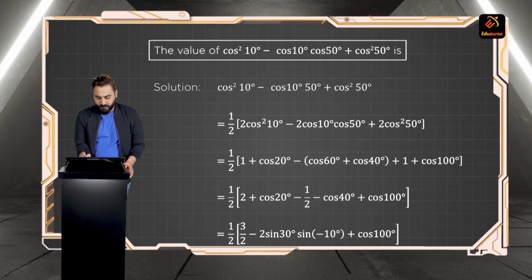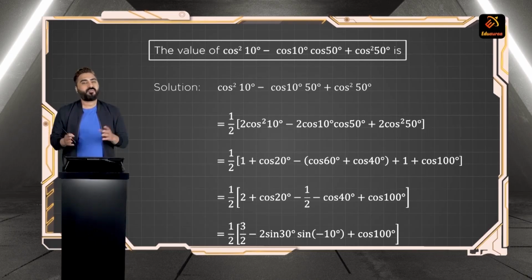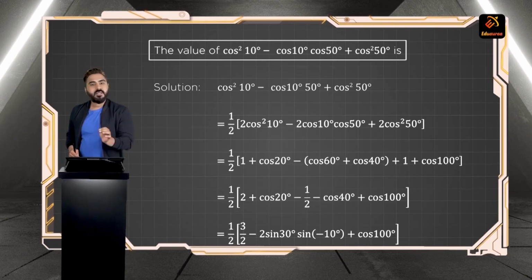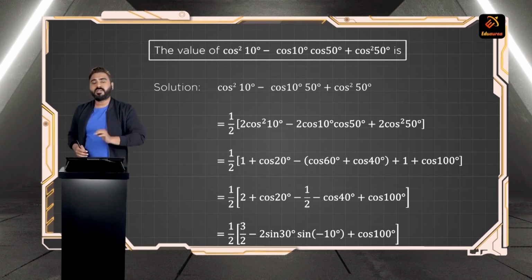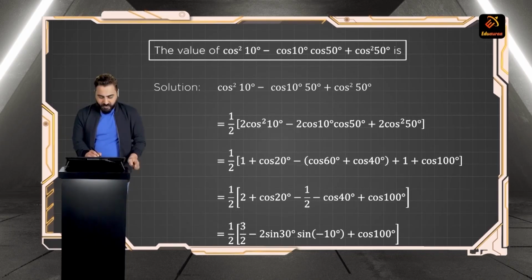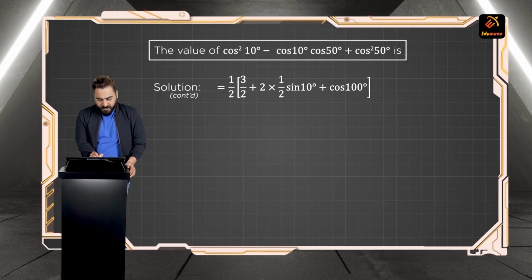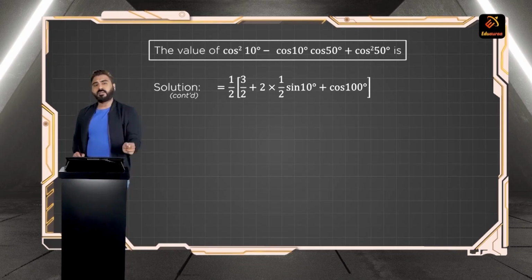Now students, what is sine of minus theta? Nothing but minus sine theta. So what we will do is, in the next step, sine of minus 10 will become minus sine 10. So minus minus becomes plus, and we all know that sine 30 is nothing but half. So 2 gets cancelled, and the next step will become 1 by 2 into, put a bracket, 3 by 2 plus sine 10 degree plus cos 100.